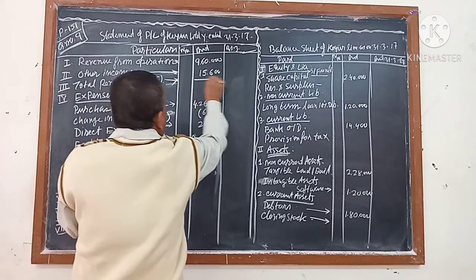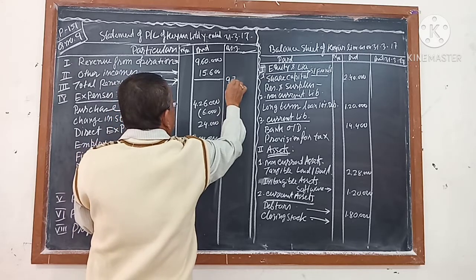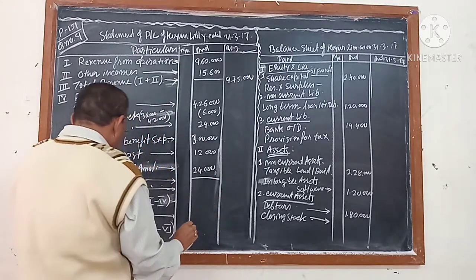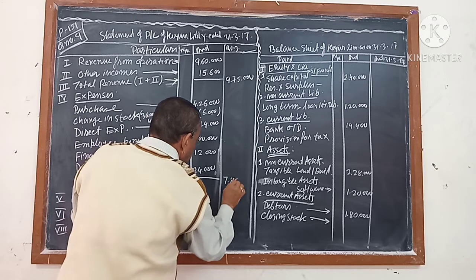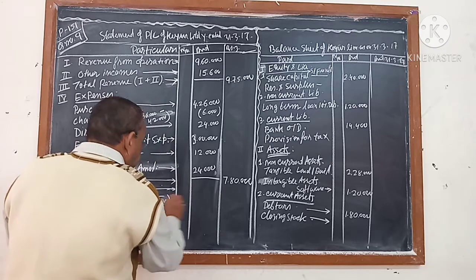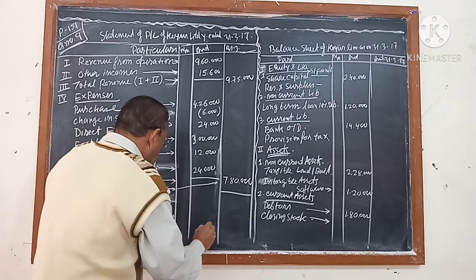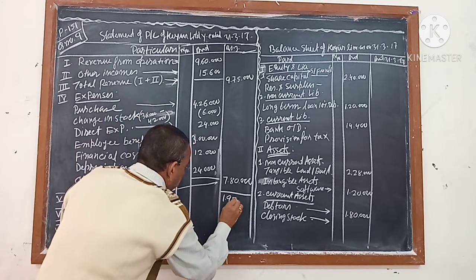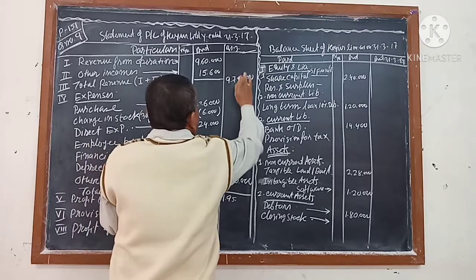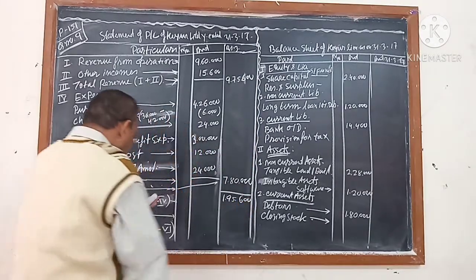Now here, if you add the total income from these books, it is 9,75,000. And if you write the total expense, you will get 7,80,000. If you deduct it, you will get the result 1,95,000. This 600 is here too, 1,95,600. This is the profit before tax.